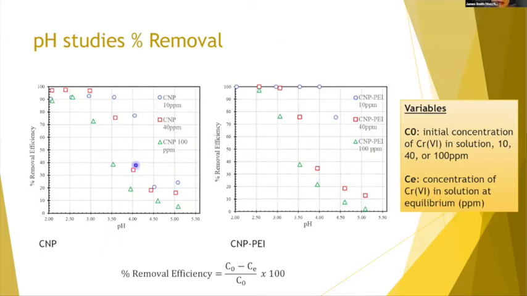For pH studies, the main point I want to point out here is that at pH 2, we see the maximum removal efficiency for both CNP and CNP-PEI. As it goes up towards 5 and 5.5, we see the removal efficiency sharply decreases. This just shows us that pH 2 is the optimal pH for our carbons.